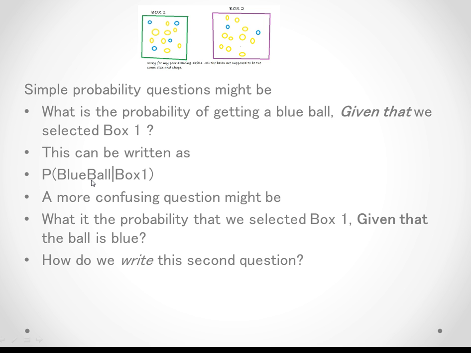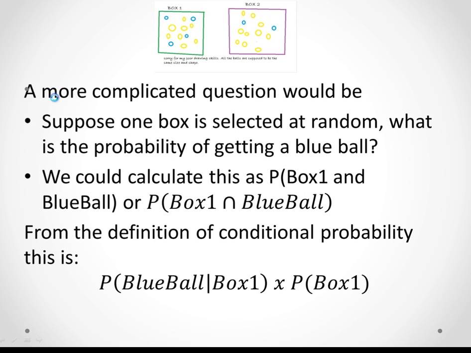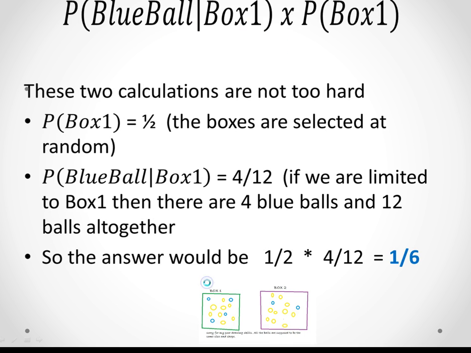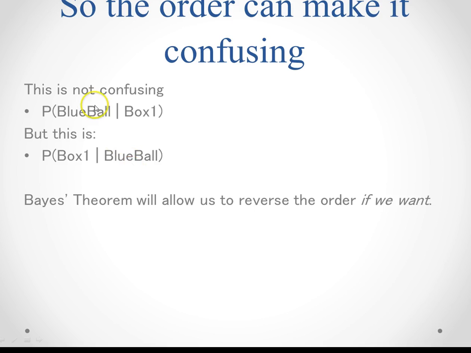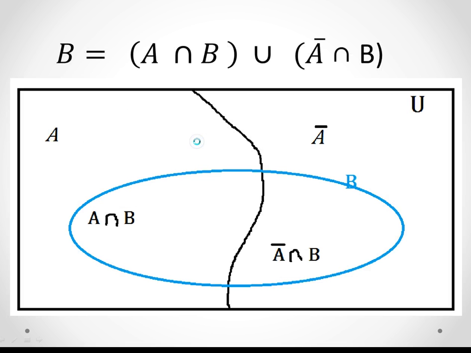A more confusing question was, what is the probability that we selected box 1 given that the ball is blue? So how would we write this question? We would say, given that the ball is blue, what's the probability that it's box 1? And then Bayes' theorem will allow us to reverse the order if we want. So this was one form of Bayes' theorem, and I think I proved that here.